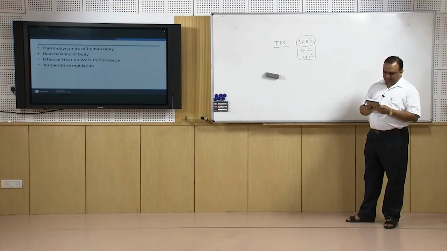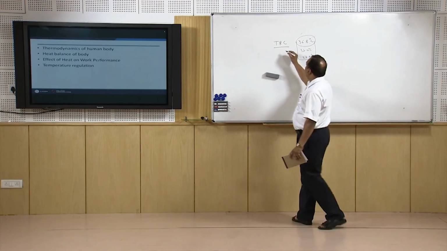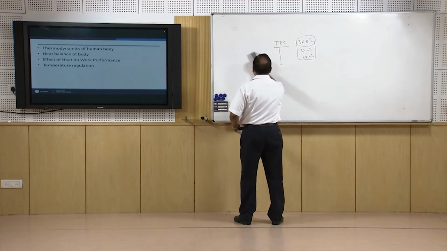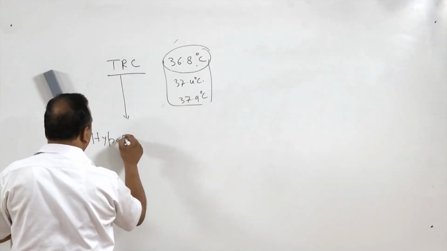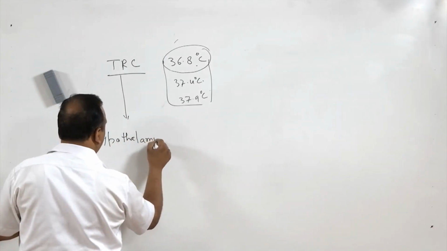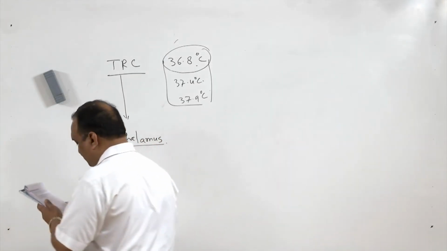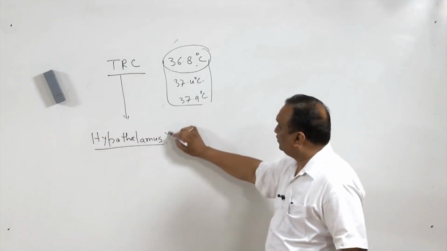Right? This temperature regulatory center is known as the hypothalamus. It is placed in the brain. The hypothalamus controls the body temperature.